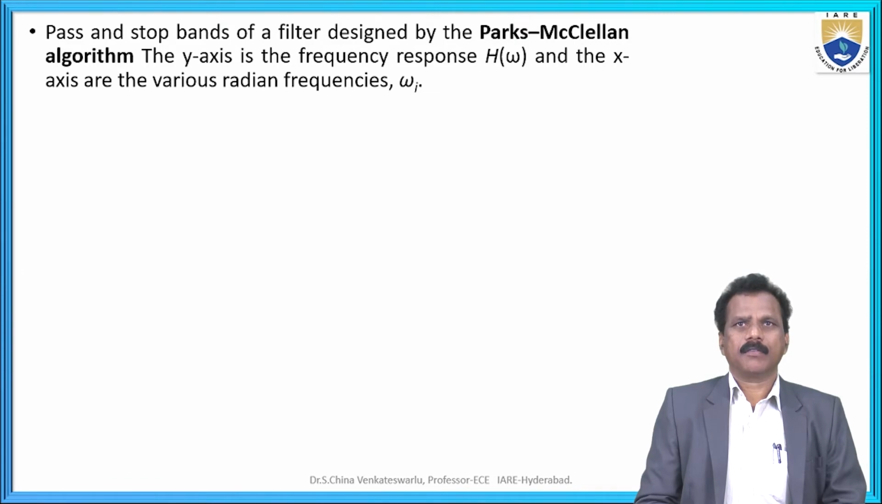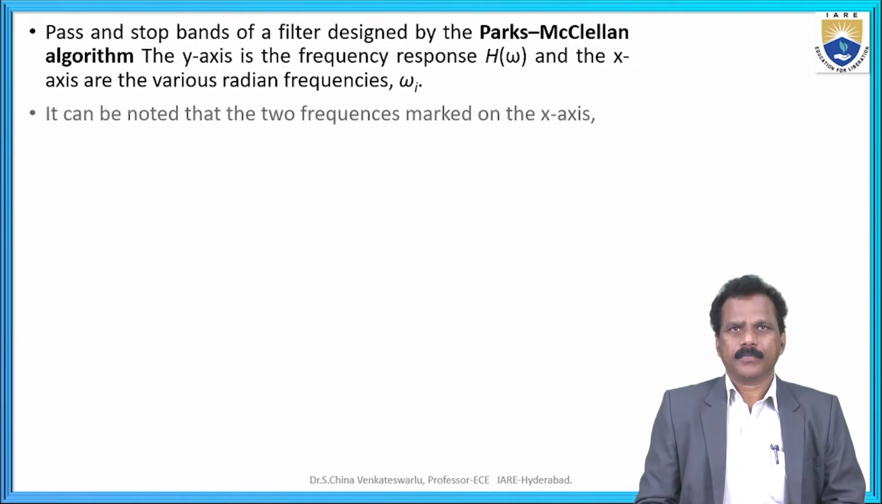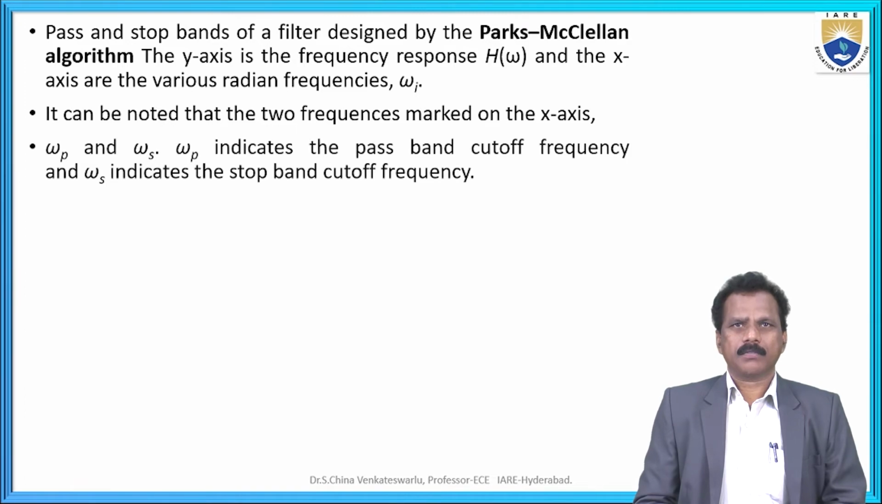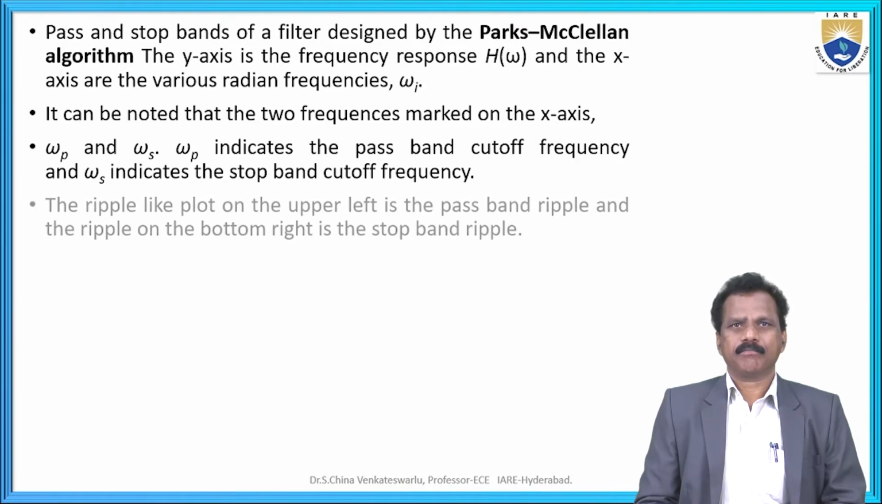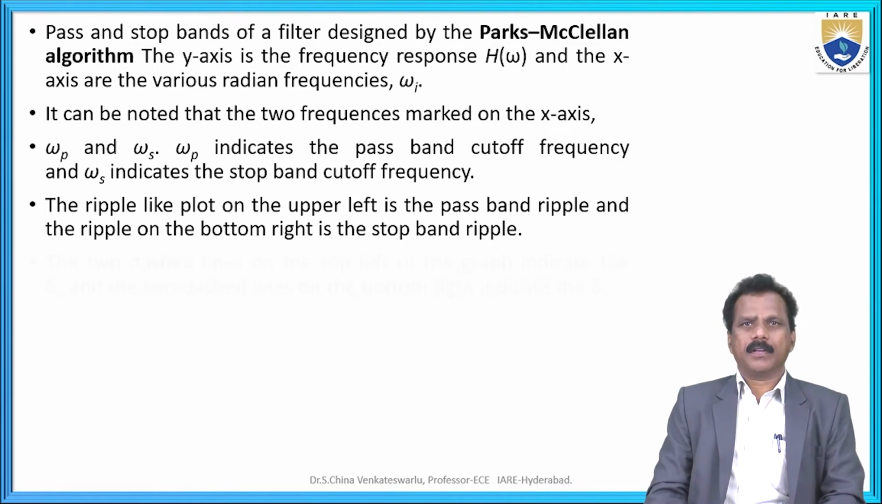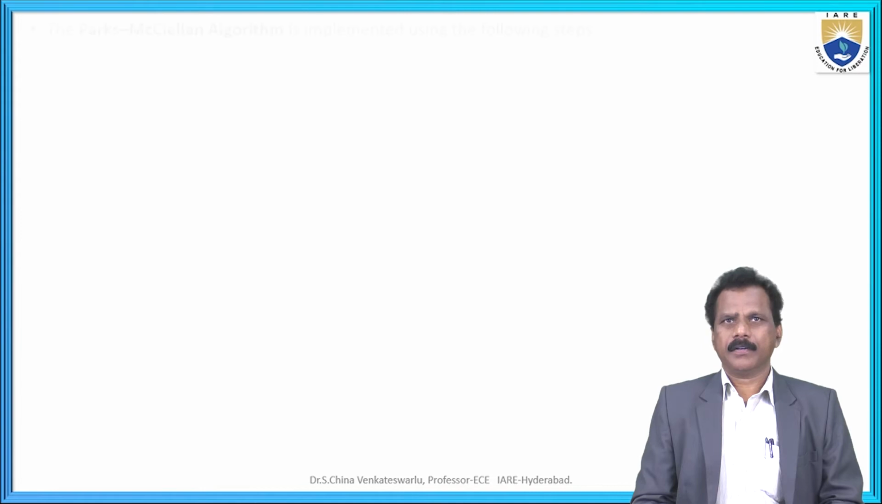Parks-McClellan algorithm. The y-axis is the frequency response H of omega, and the x-axis are the various radian frequencies omega i. It can be noted that two frequencies are marked on the x-axis, as we just saw with reference to the graphical response: omega p and omega s. Omega p indicates the passband cutoff frequency, and omega s indicates the stop band cutoff frequency. The ripple on the upper left is the passband ripple. The ripple on the bottom right is the stop band ripple. Like this, it is identified graphically.